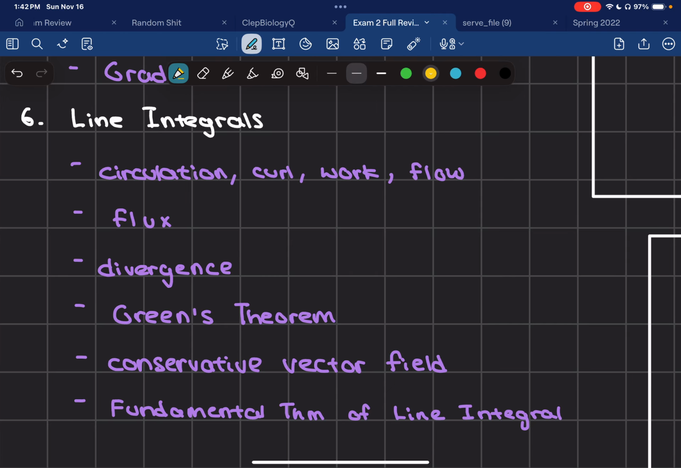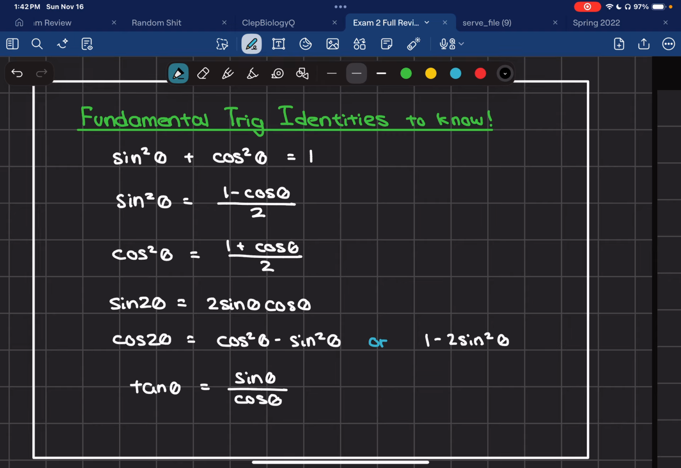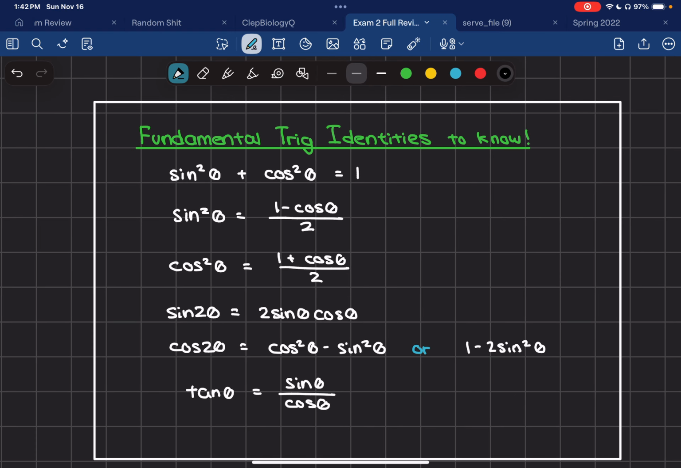So before we move on to any of that, here are a few fundamental trig identities that I think you should know. If you want, you can take a screenshot right now. There's the one we know all the best, sine squared of theta plus cosine squared of theta equals 1. I'd say that this one's probably the most important to know. It shows up a lot, but all of these have a chance of occurring one way or the other, so I would recommend knowing all of them.